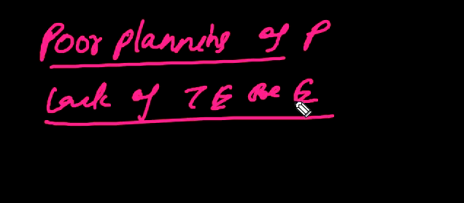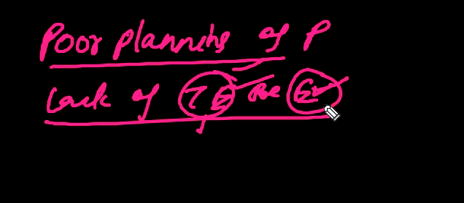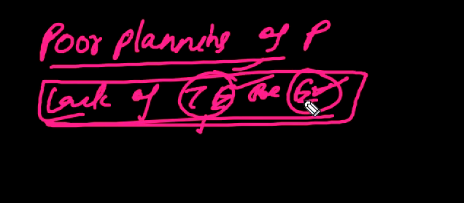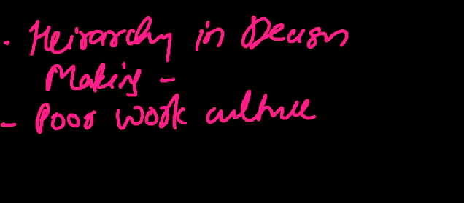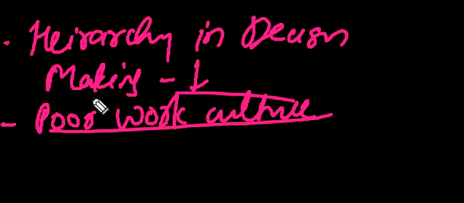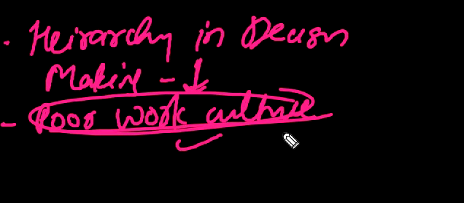The first reason for underutilization is poor planning of projects, and lack of technical experts for execution. The person who became a panchayat member is made to execute, but there is no technical expert for execution. Then there is hierarchy in decision making and poor work culture, which leads to a decrease in efficiency.